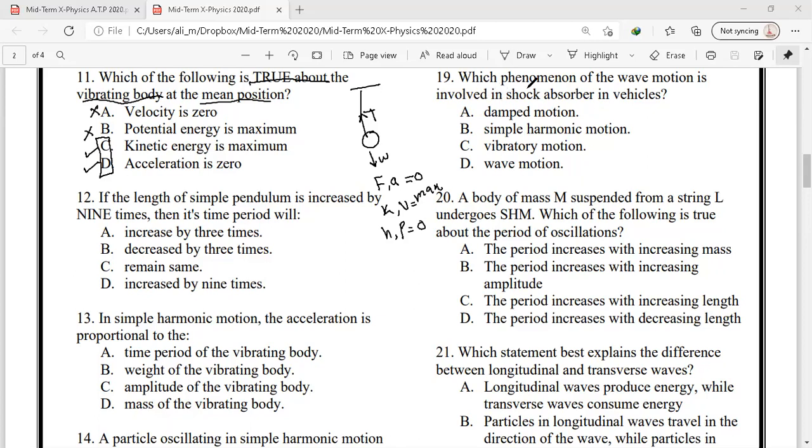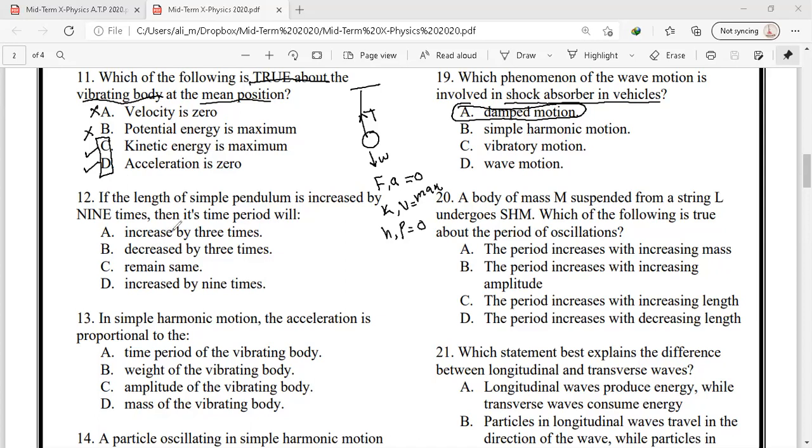Question number 19. Which phenomenon of the wave is involved in the shock absorber in different vehicles? Shock absorbers are the main component of the wheel and axle, in which different bumps on the road and the vibration in the car body can be absorbed by the process of damping. So the correct option is option A.